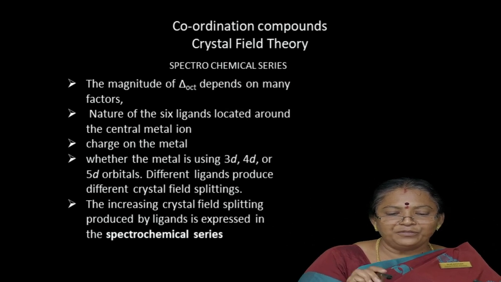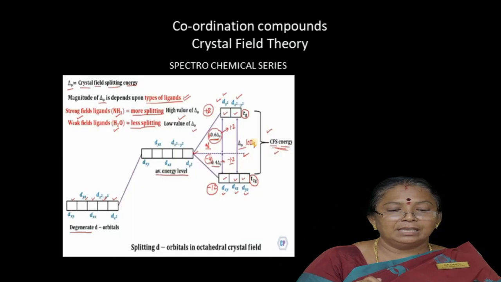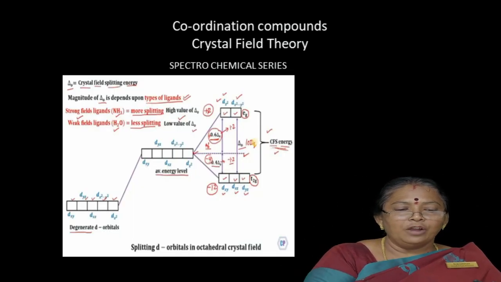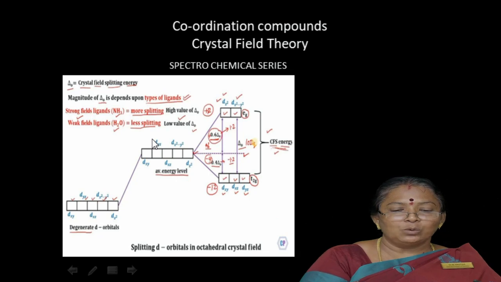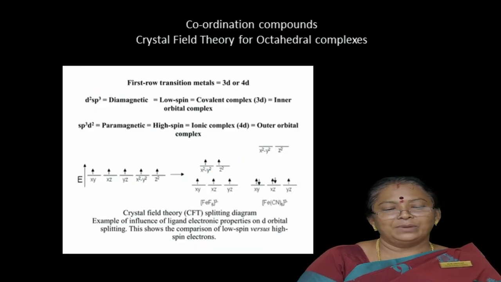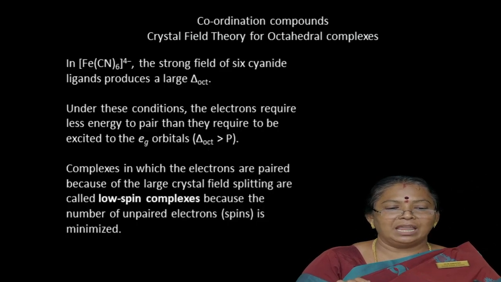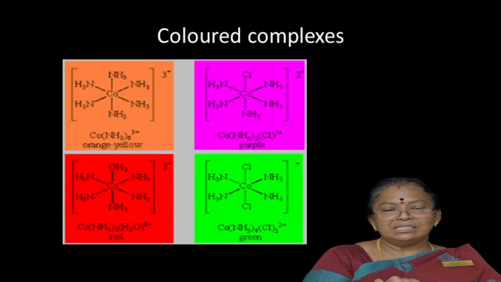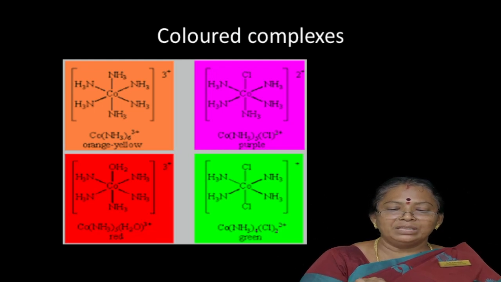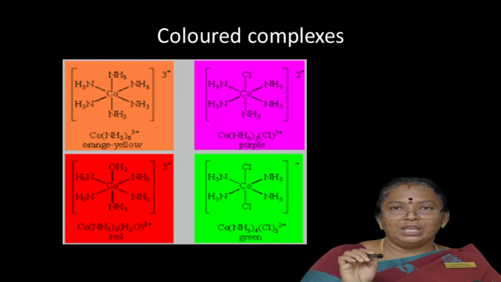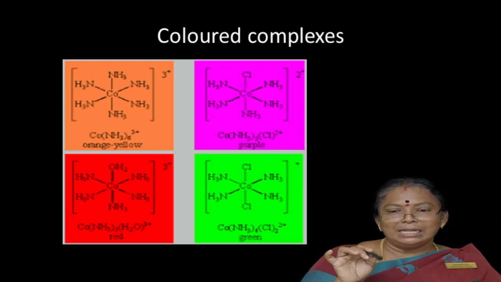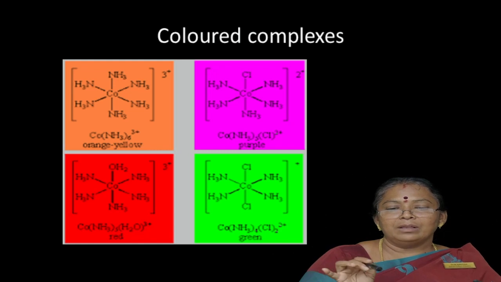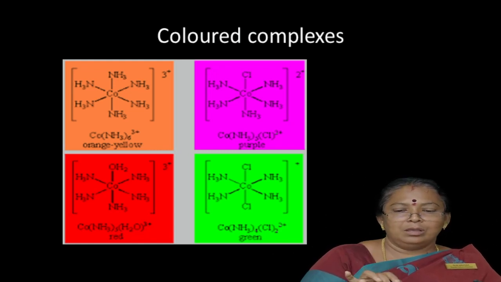The increasing crystal field splitting produced by ligands is expressed in the spectrochemical series. Here, ammonia is a strong field ligand and water is a weak field ligand. Magnetic behavior as well as coloring nature is explained by the crystal field theory. Here you see mixed ligands and the same ligands combined with the cobalt atom. So the nature of the ligands decides the splitting effect, which varies depending upon the ligands.